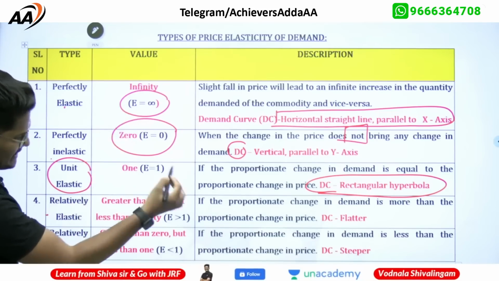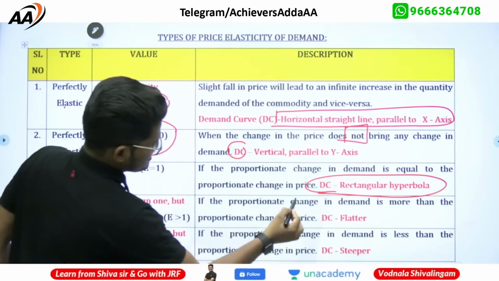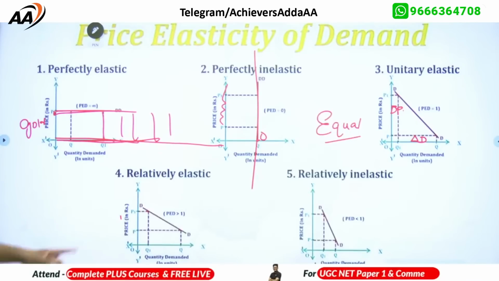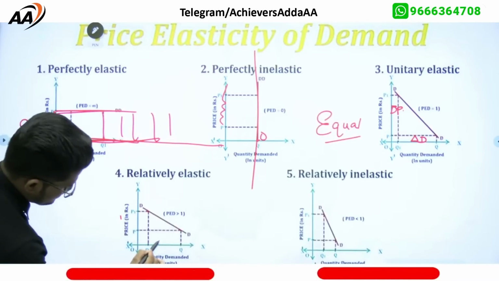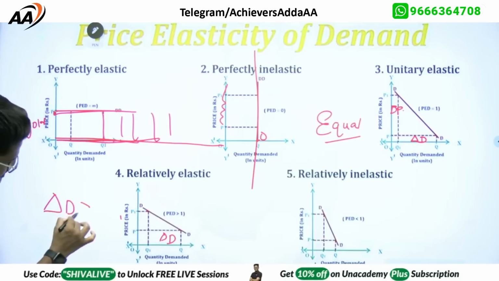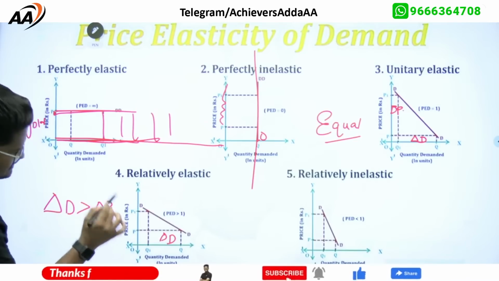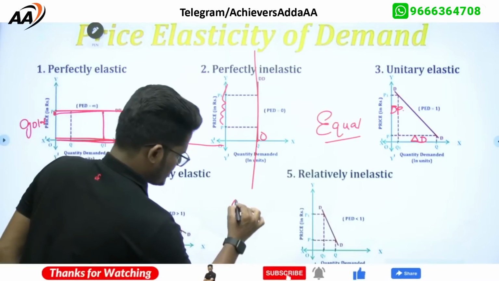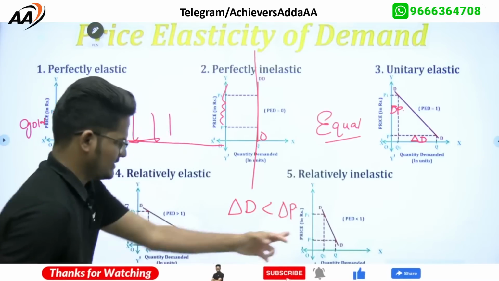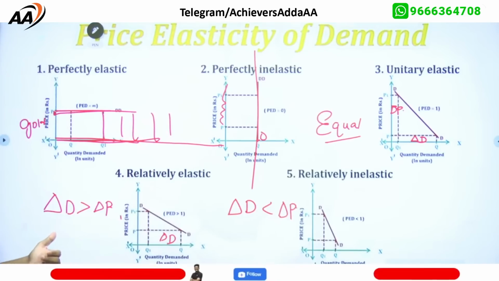Next, relatively elastic, which is greater than 1 but less than infinity. That is, the proportionate change in demand is more than the proportionate change in price. And when the proportionate change in demand is less than the proportionate change in price, this is relatively inelastic, and the other is relatively elastic.